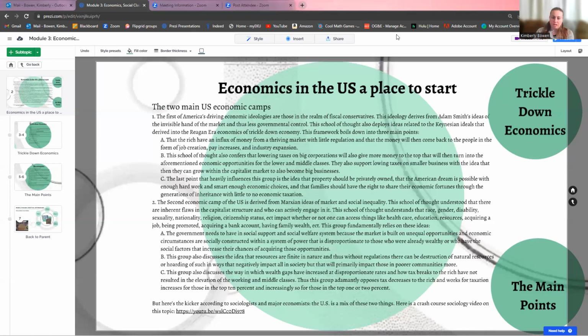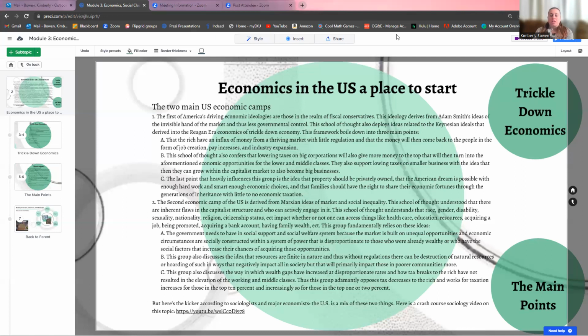This group also discusses the idea that resources are finite in nature, and thus without regulations, there can be destruction of natural resources and the inability to accumulate more of that resource. So you're taking more than the earth can reproduce naturally. This group also discusses the way in which wealth gaps have increased disproportionately, since tax breaks for the rich have not resulted in an elevation of the working and middle classes. This group adamantly opposes tax decreases for the rich and works for tax increases for those in the top 10%, and increasingly so for those in the top 1 or 2%. And again, this is about trying to acquire money for those social programs, etc.